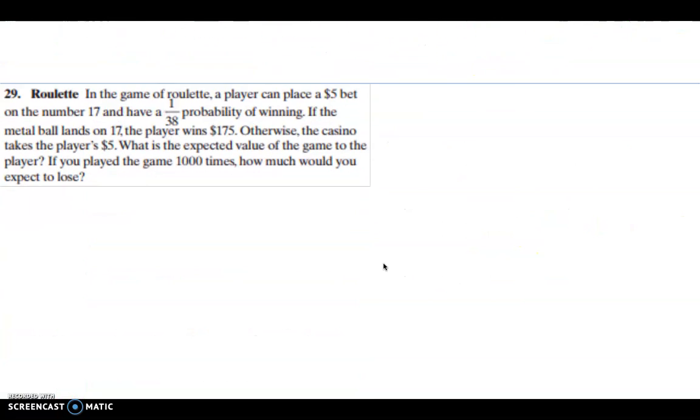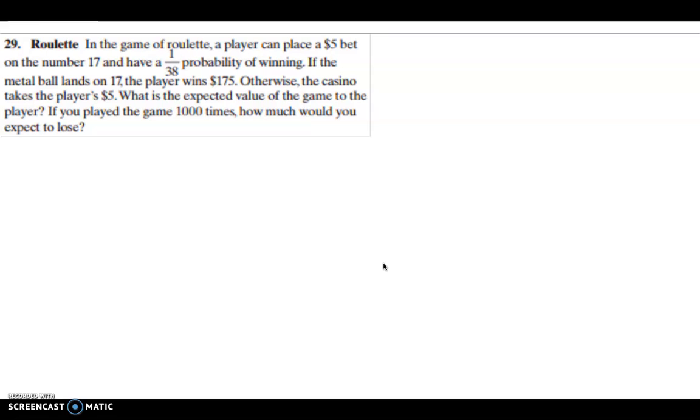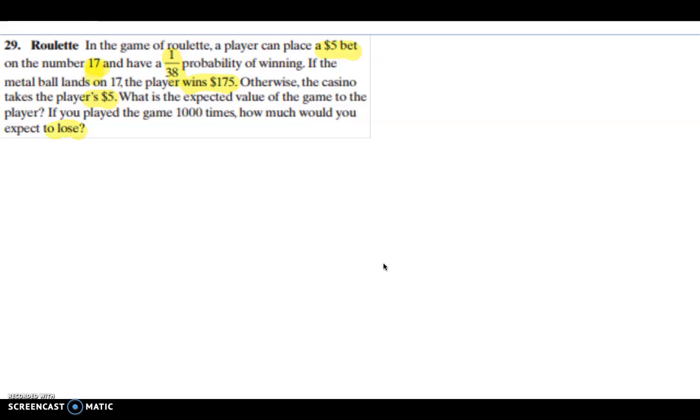Okay, so last one. In the game of roulette, a player can place a $5 bet on the number 17 and has a 1 in 38 probability of winning. If the metal ball lands on 17, the player wins $175. Otherwise, the casino takes the $5. So we want to know what's the expected value of the game to the player. And then if you play 1,000 times, how much do you expect to lose, because if you're gambling, the expected values are going to be negative.